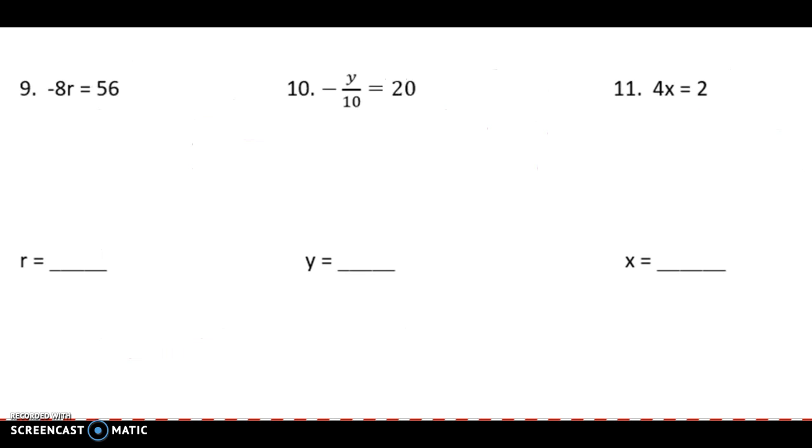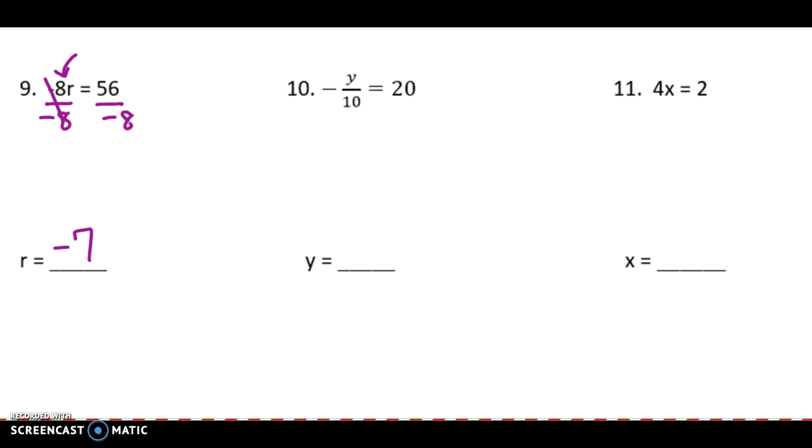So these opposites, I think a lot of times these are easier because we don't have to worry about same signs add and keep, different signs subtract. So here I'm looking at negative 8 times R, so the opposite would be divide. And divide. Negative 8 divided by negative 8, it cancels out. And I'm left with R by itself. 56 divided by negative 8 is negative 7.